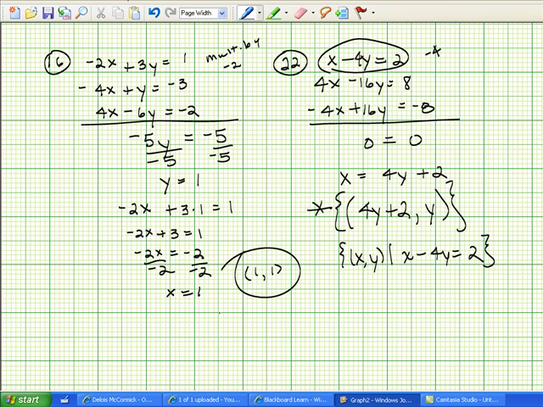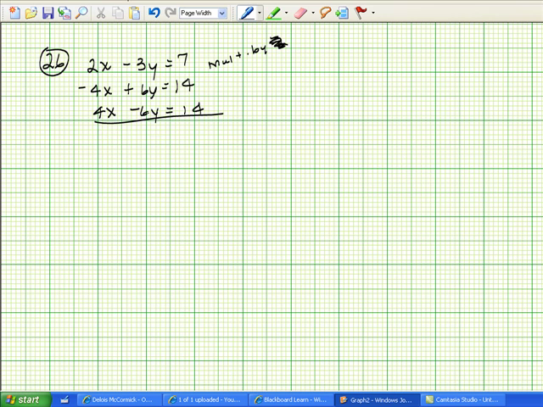Alright, 26. 2x minus 3y equals 7, and negative 4x plus 6y equals 14. Okay, let's eliminate the x again. I'll multiply the top one by 2. Sorry about that. 4x minus 6y equals 14. Add here, we get 0 equals 28. So this time we get a false statement. That means the two lines are parallel and they do not intersect. So our solution is the empty set.